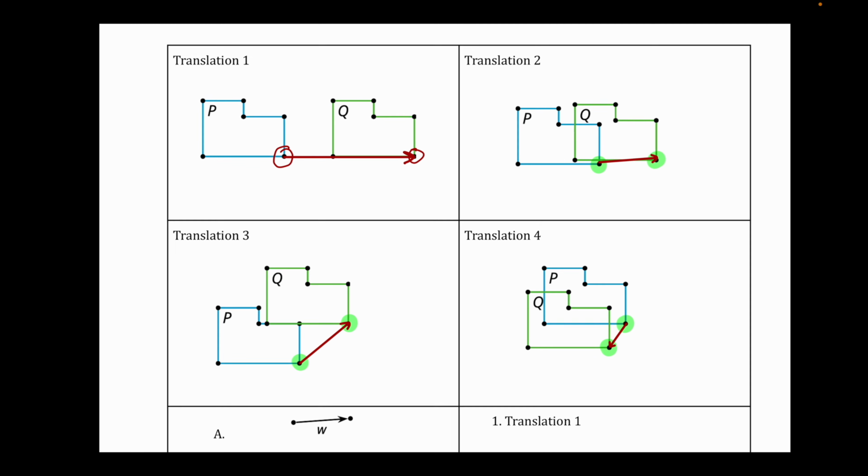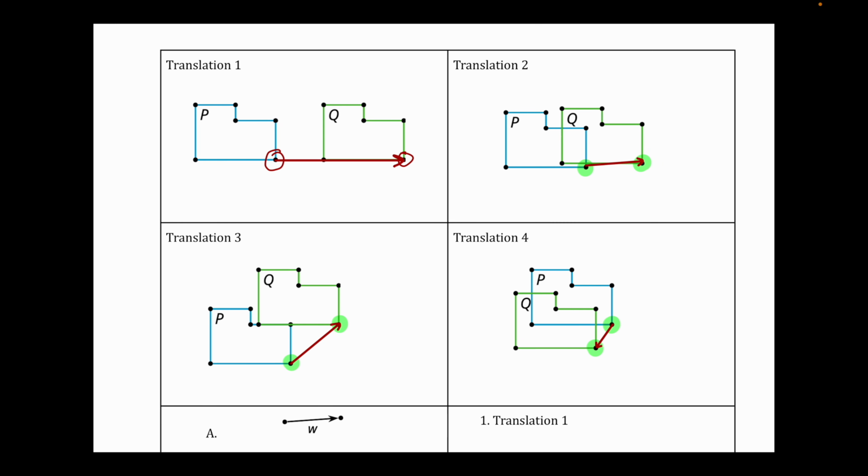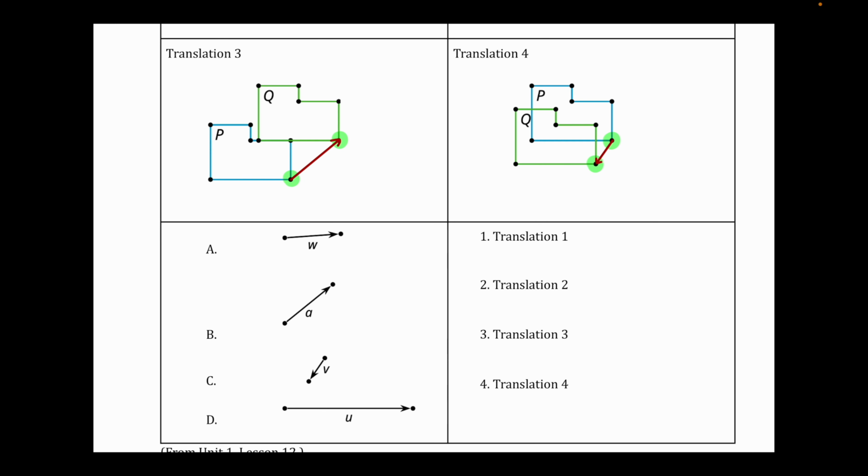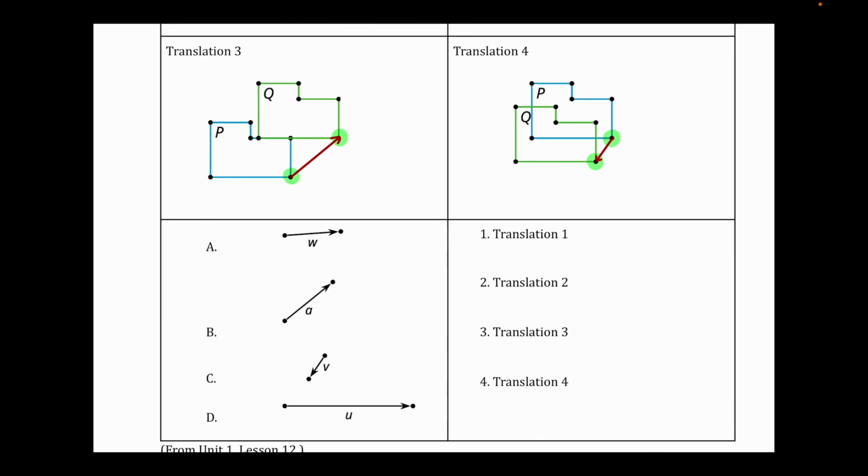Let's match them up. So for translation 1, that was a pretty long one and it's purely horizontal. So I would say that's D right here, that long horizontal one. And because they have this line in the middle here, I'm not going to do a matching thing. I'm just going to write the letters here that would match up with it.